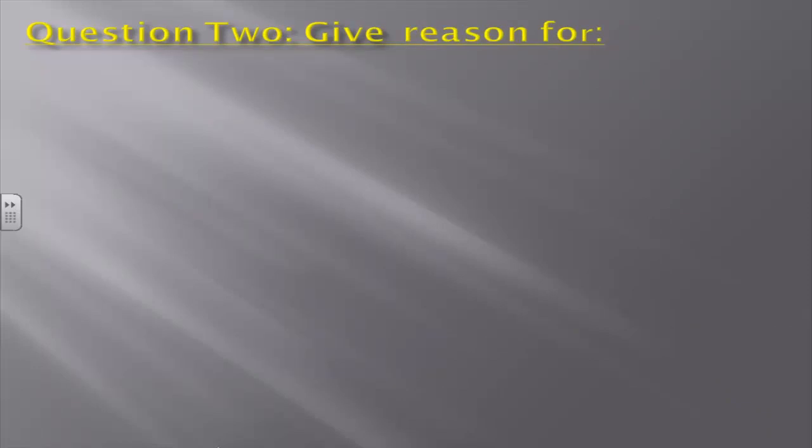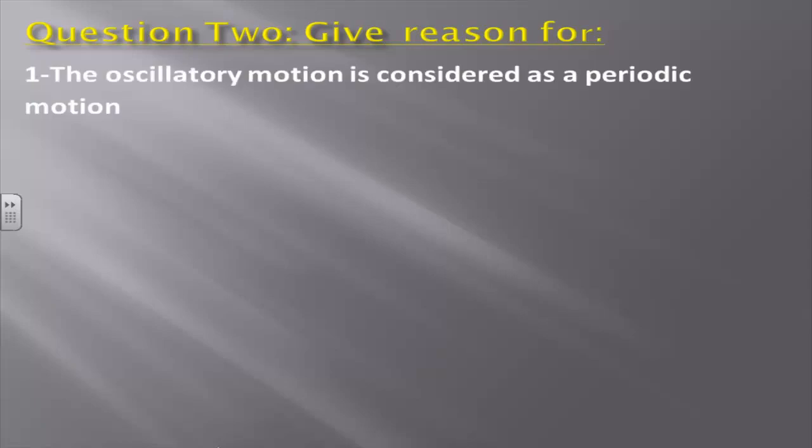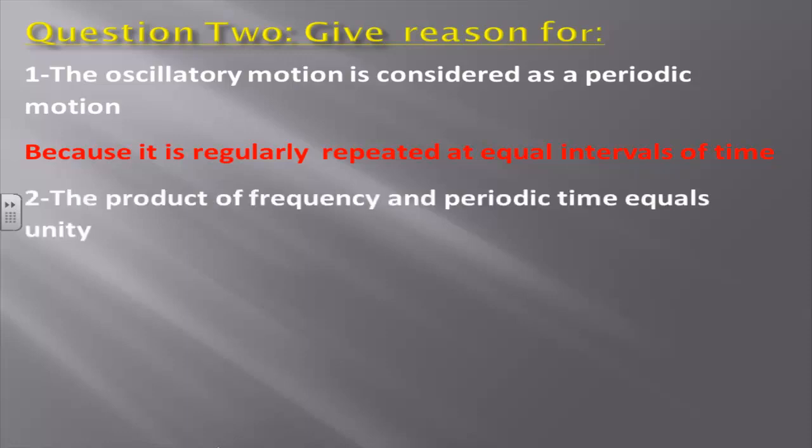Question 2. Give a reason for. Question number 1: the oscillatory motion is considered as a periodic motion. Why? Because it is regularly repeated at equal intervals of time.